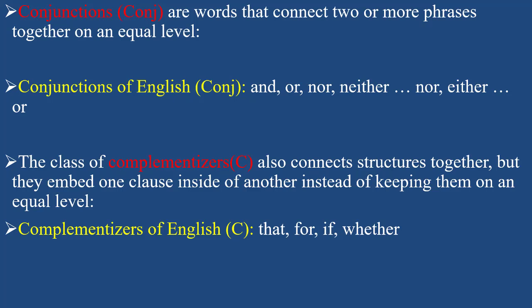For example, that, for, if, either. So these embed one clause in another. We are going to see this when we are dealing with clauses. Now, what you need to remember is the words that we have in the categories of conjunctions and complementizers.